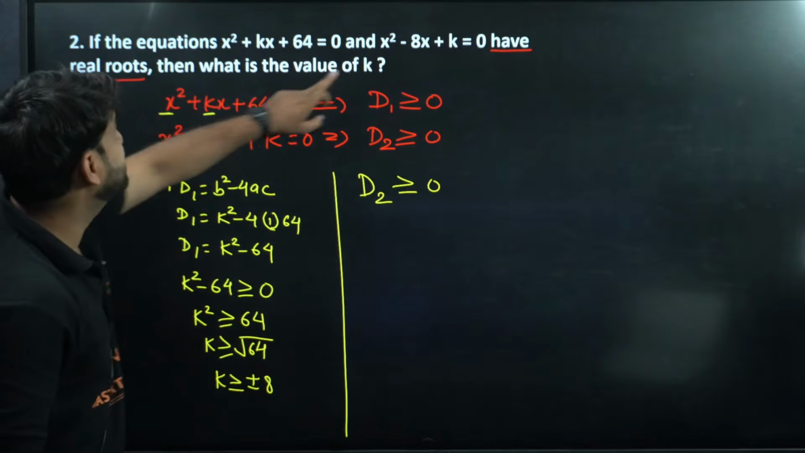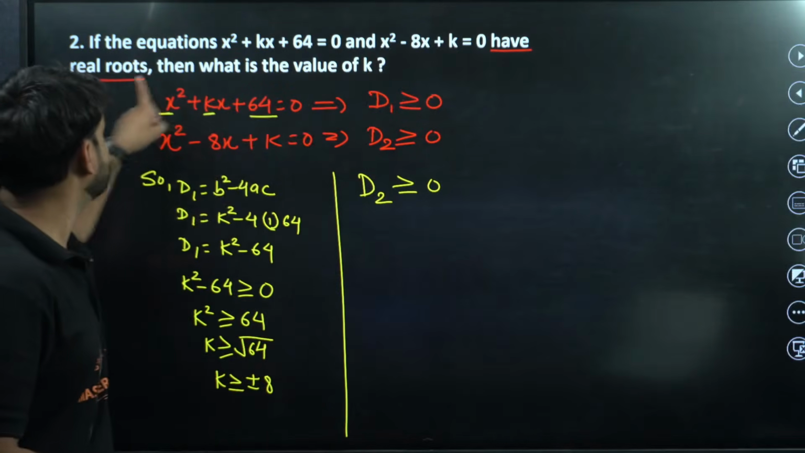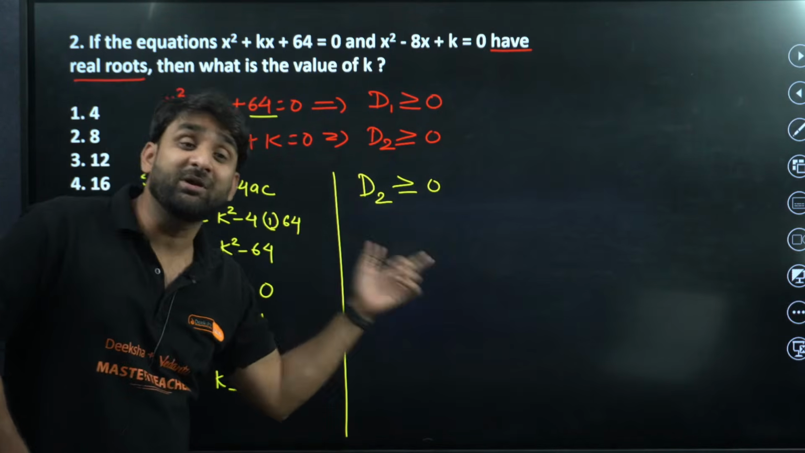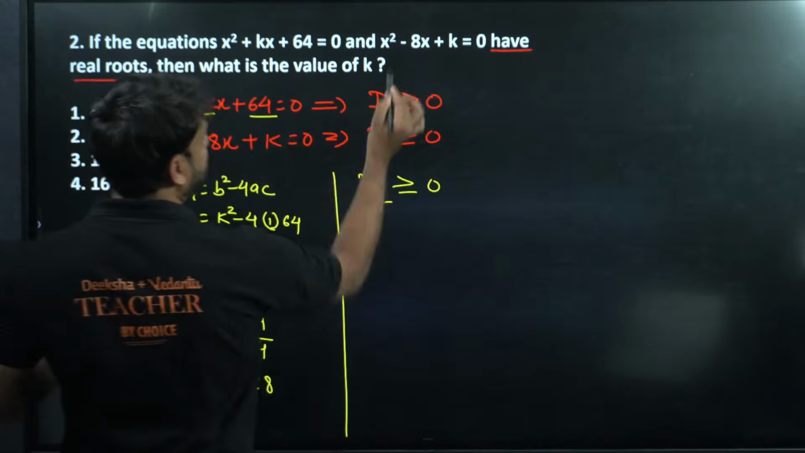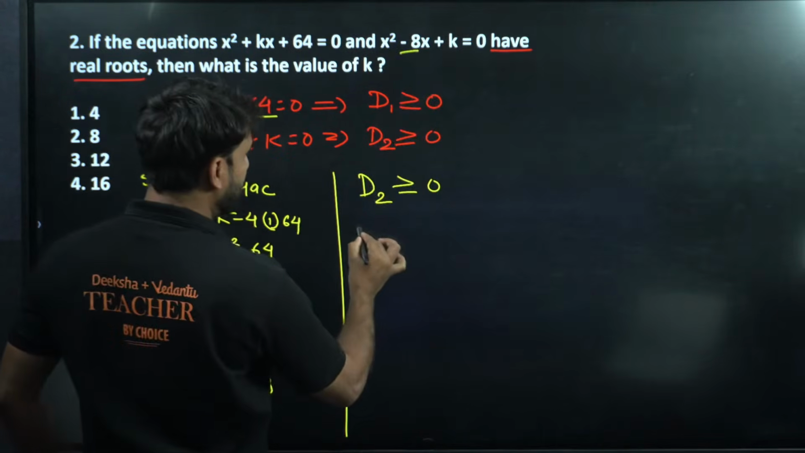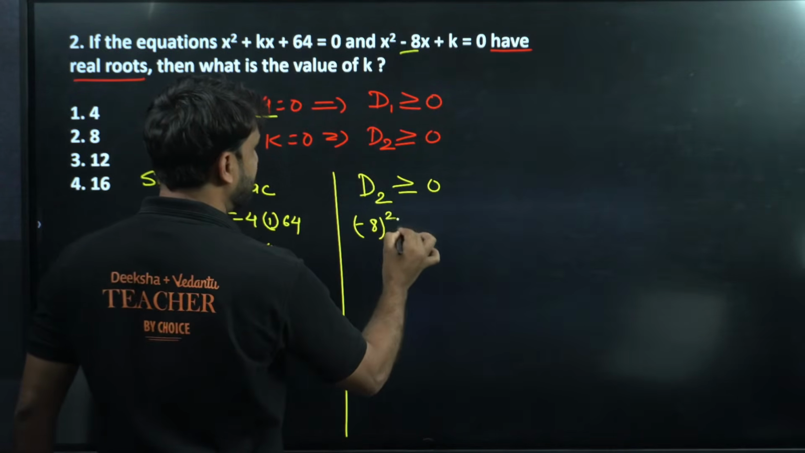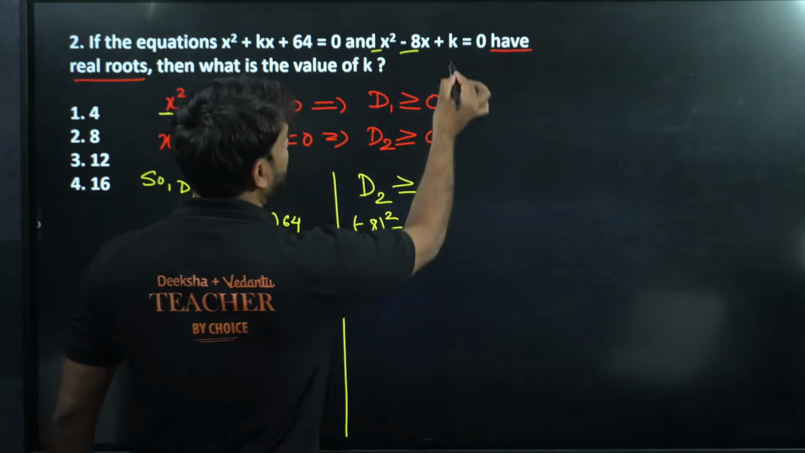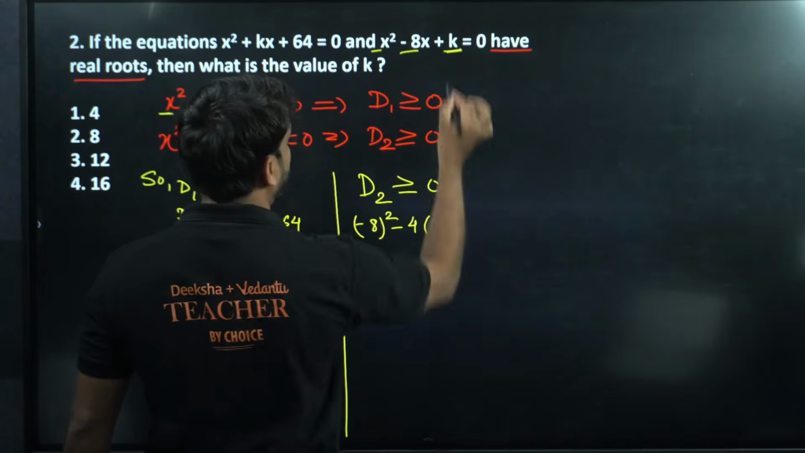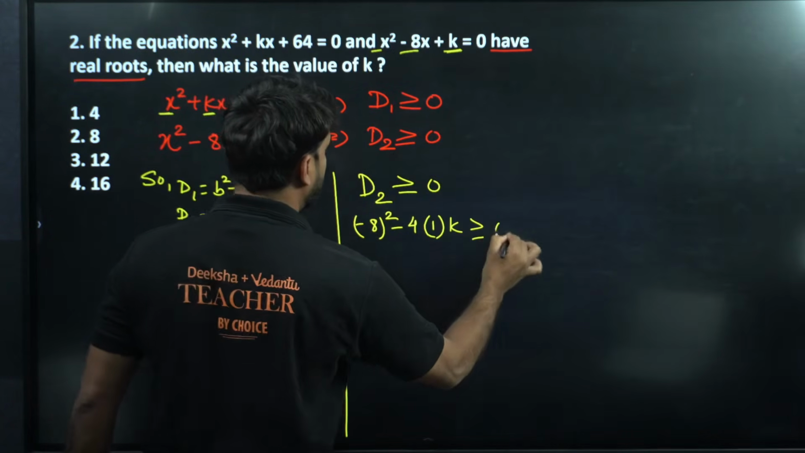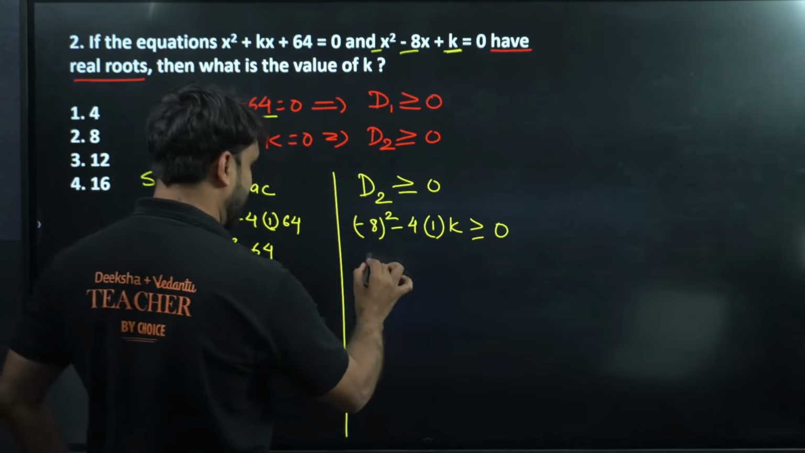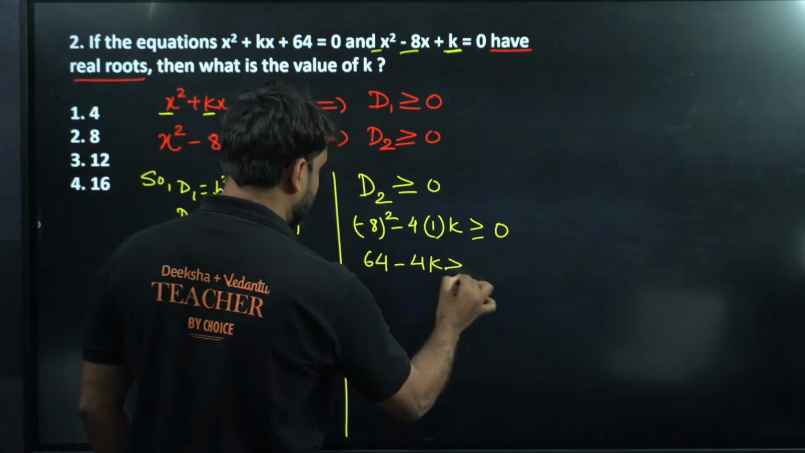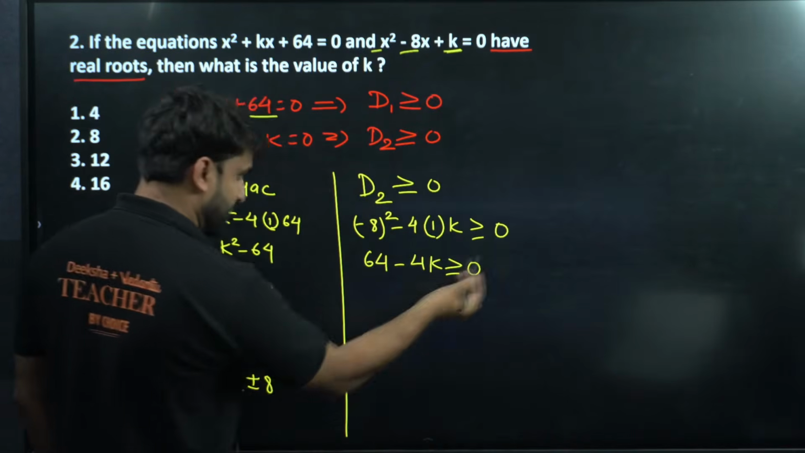Okay, d2 will also be greater than equal to 0. Why? Because this quadratic equation also has real roots, and this is the condition for real roots. Discriminant must be greater than or equal to 0. Now, what is discriminant? B square minus 4ac. So b is minus 8, square, minus 4a. Where is a? A is 1 here. And where is c? C is equal to k. Greater than equal to 0. Now solve this. So 8 square will be 64, minus 4k, which is greater than equal to 0, right? So minus 4k will go there.